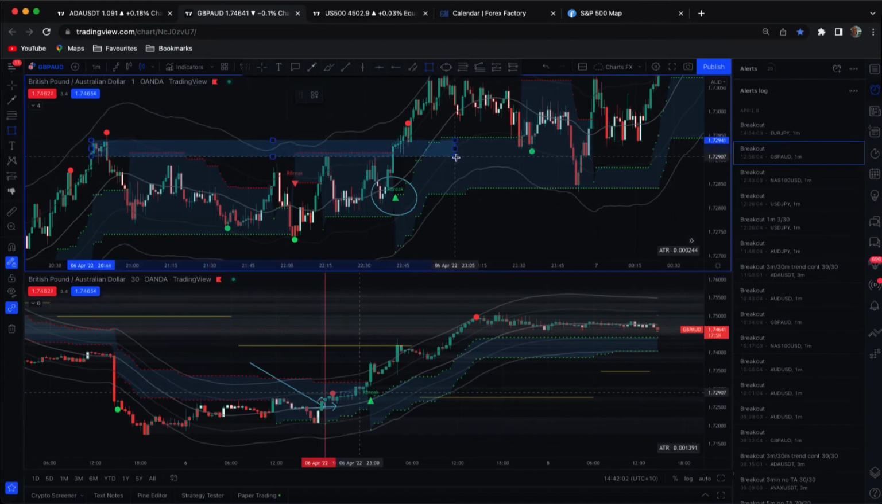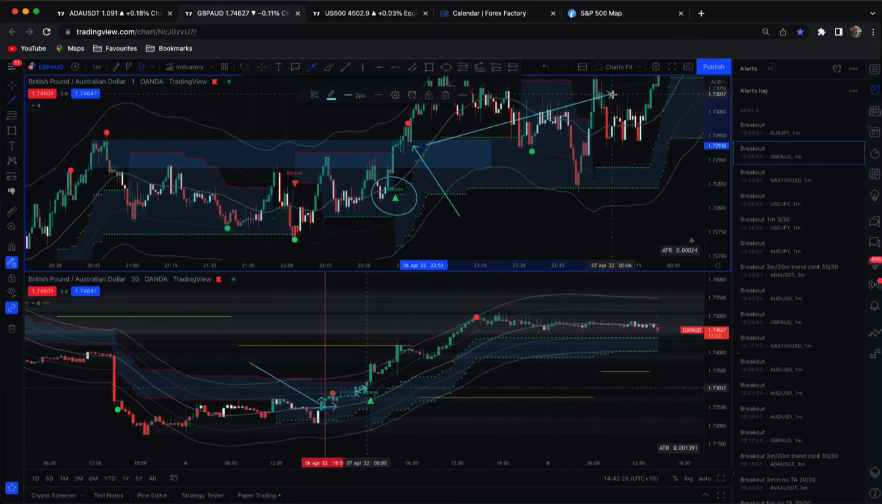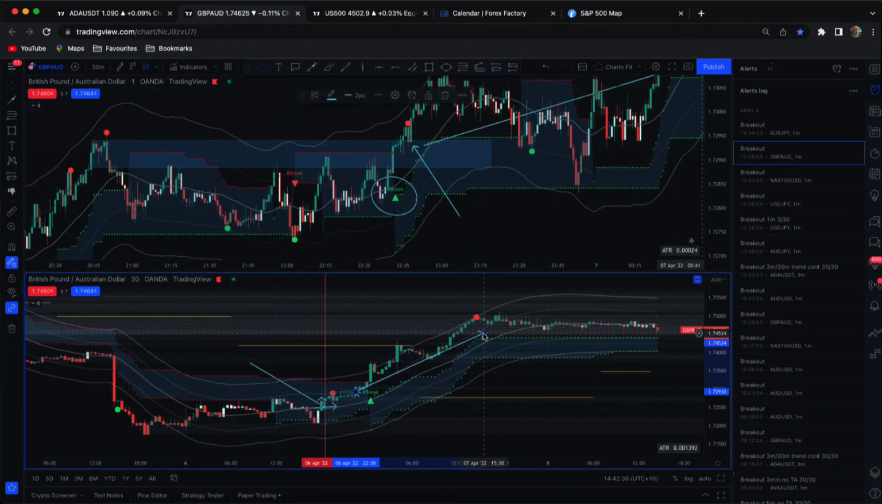We can pull a rectangle through here. What I'm looking for is the retest of this, break of this level here. And my entry is going to be right here, most likely. And that's where I'm entering my trade. And I mean, there's the outcome.